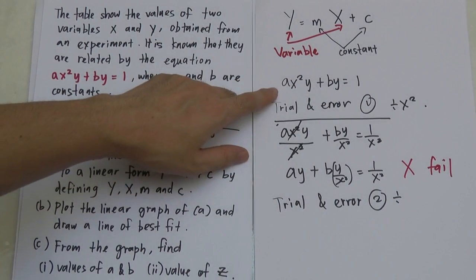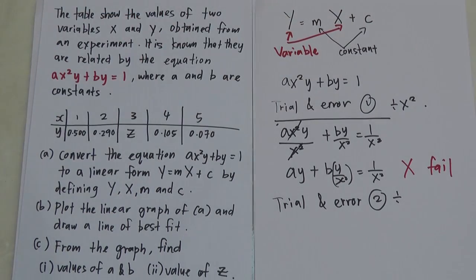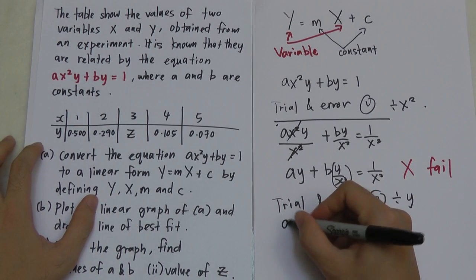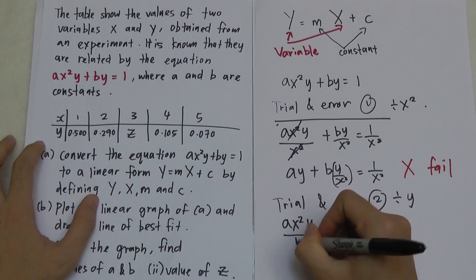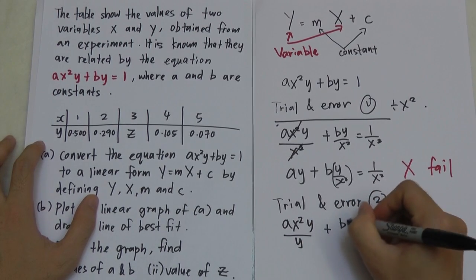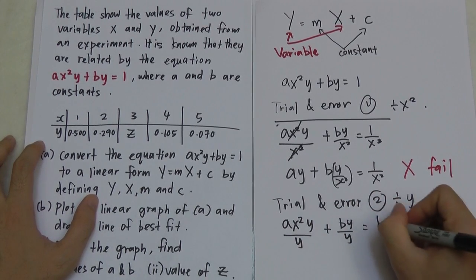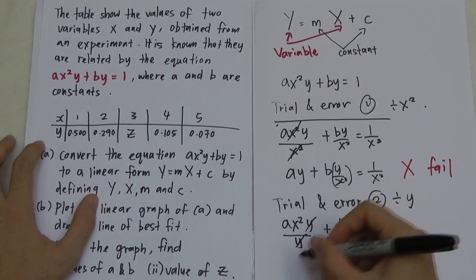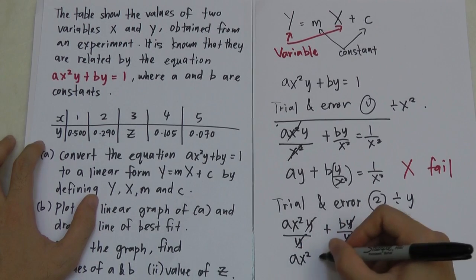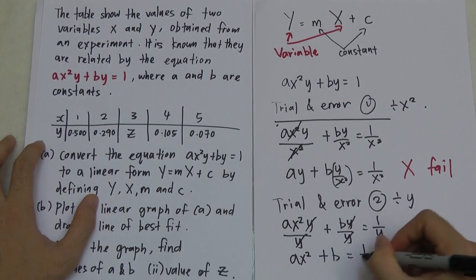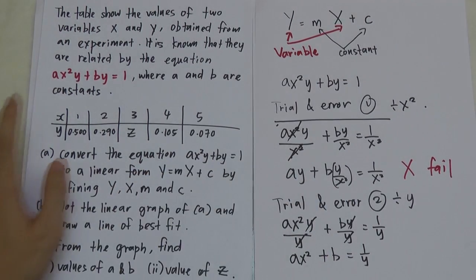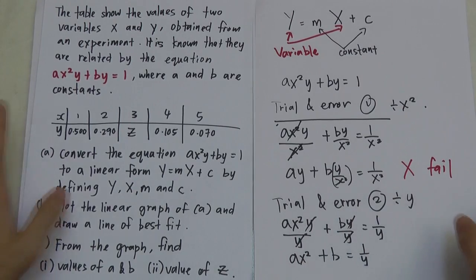Then I know I can rearrange this one into the y equals mx plus c form. So now I divide by y. Let's see what will happen after this. I will get ax squared y divided by y plus by divided by y equals 1 over y. Alright, so I simplify. So over here I will get ax squared plus b equals 1 over y. You see, I only have 2 terms with a variable, and this one is a constant, because a and b are constants, it's given.